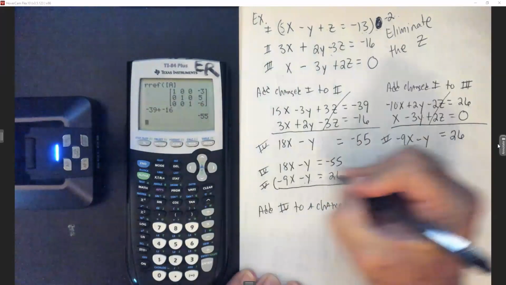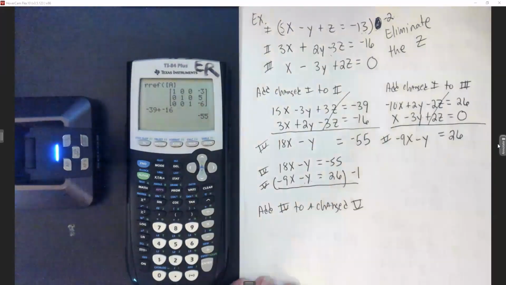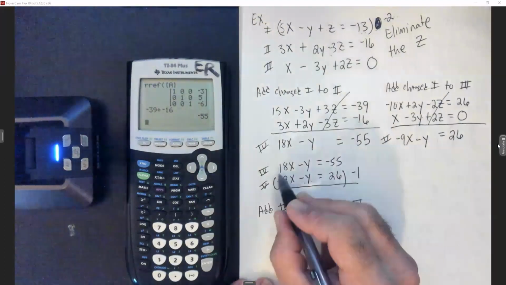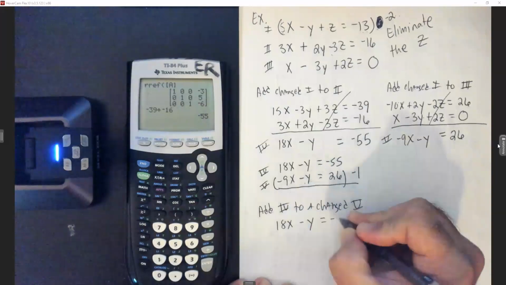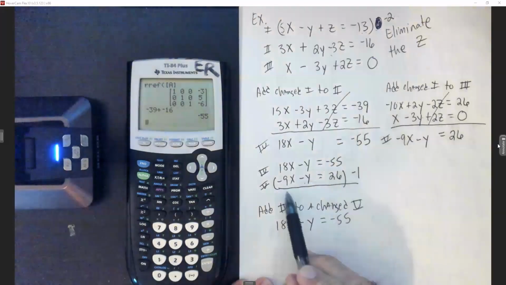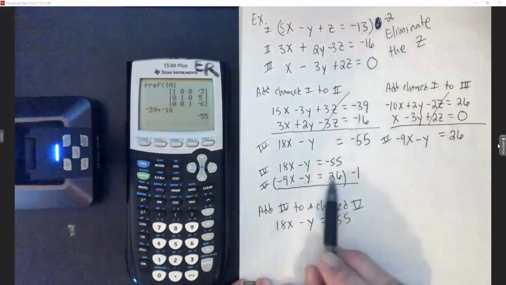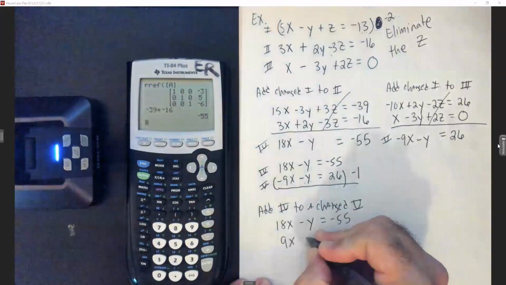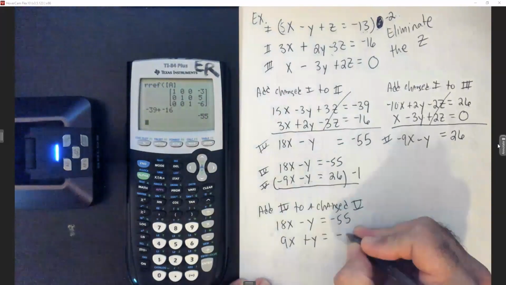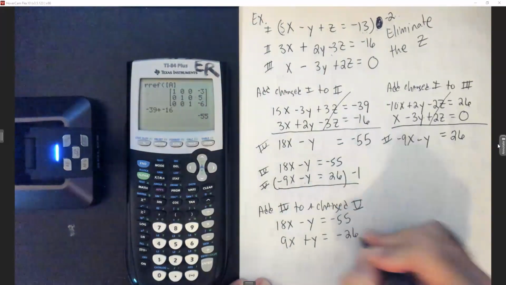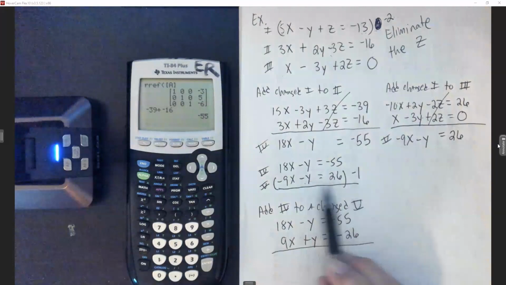And what I'm going to do on 5 is multiply everybody by a negative 1. So my first equation stays the same: 18x minus y equals negative 55. The second row, I'm going to multiply everybody by negative 1. That's going to change all 3 signs. So I get 9x plus y equals negative 26. So that's the power of a negative. It changes signs, okay?